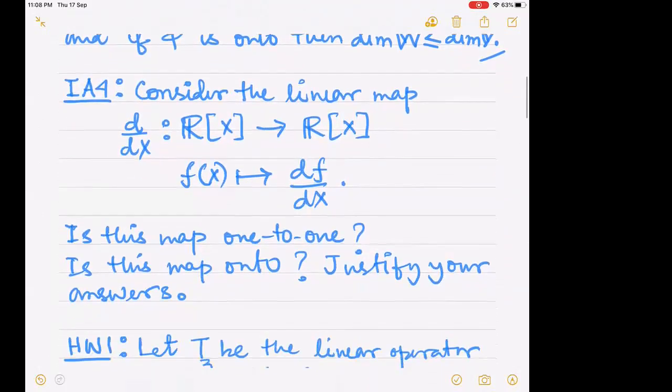Once again, polynomials to polynomials through differentiation, that is a linear map. Is this map onto? Is this map 1 to 1?